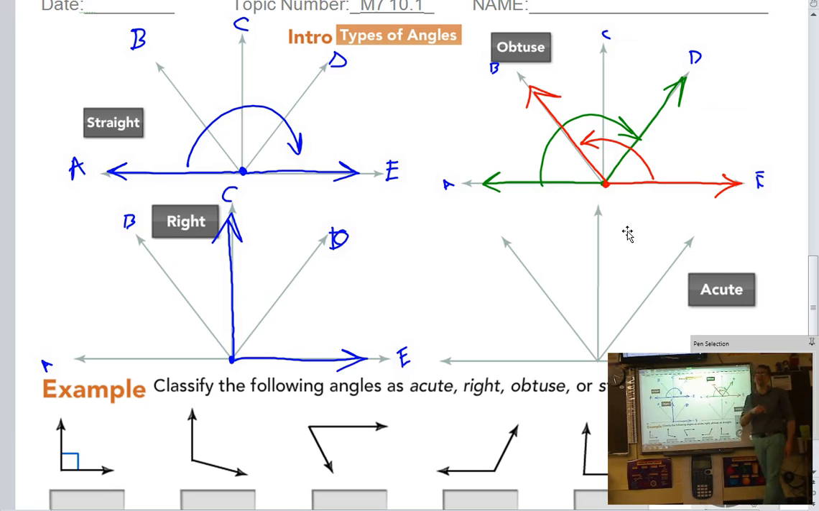How do I notate that it's right? Sarah? Square? Put a little box in the corner. Put a square. Now, what else were you trying to tell me, Caleb? If I use C and A, those also create a right angle.